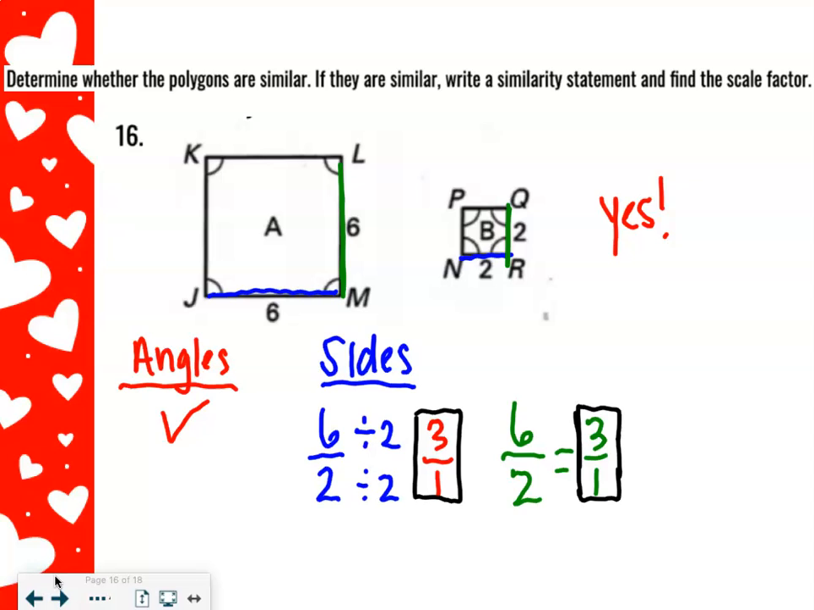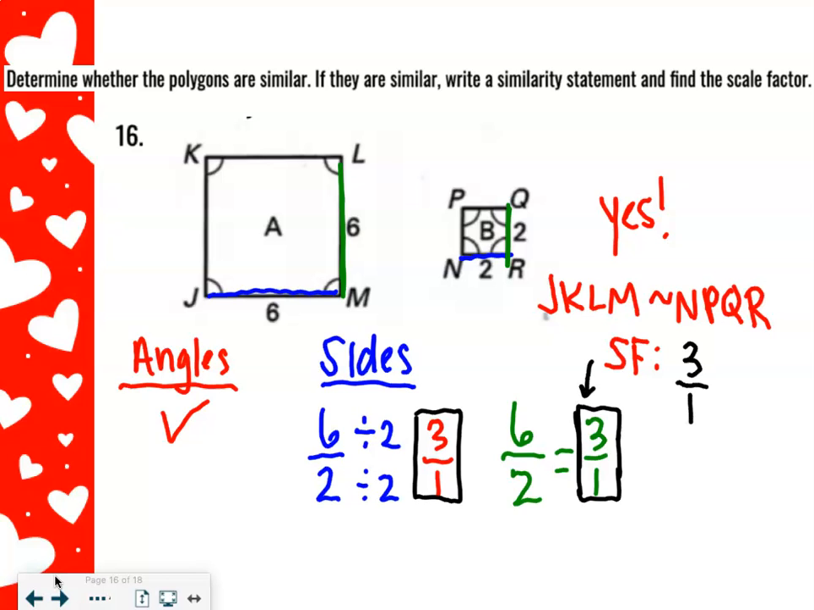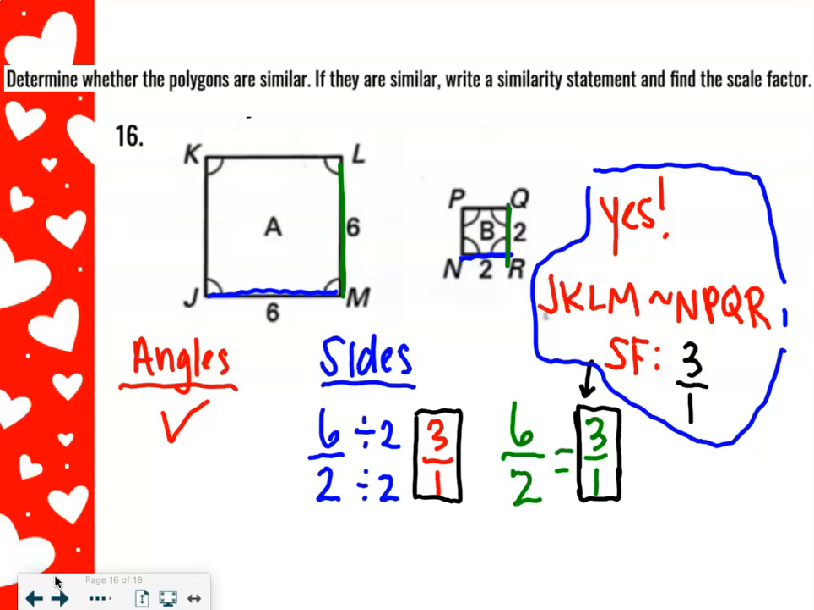And then we need to write a similarity statement. So I'm going to say J, K, L, M is similar to N, P, Q, R. And then the last piece is scale factor. Our scale factor, guys, is just right here. What we got for our ratio, so 3 over 1. So this whole thing right here is our answer: they are similar, our similarity statement, and what the scale factor is.